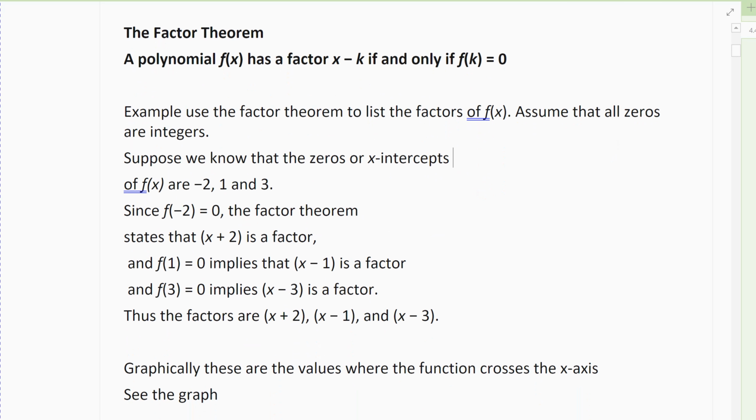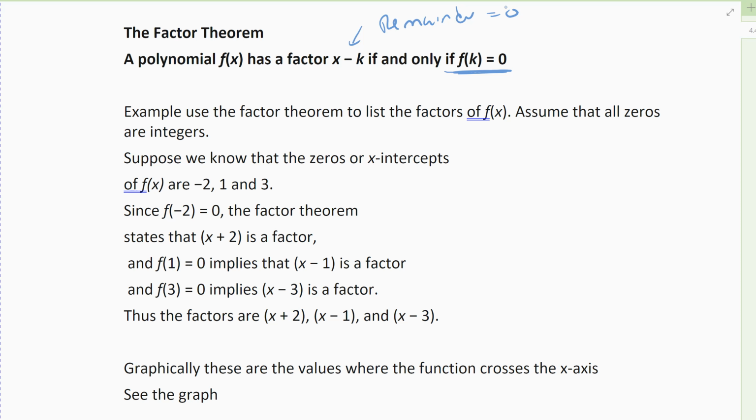A polynomial f of x has a factor, so this is what we talked about at the end of the last set of notes. If my function has a factor x minus k, if when I plug that number k in, I get 0 out, it's a 0 of the function. And what that means is when I divide by this, my remainder is 0. It divides perfectly into the polynomial. Ergo, it's a factor, right?